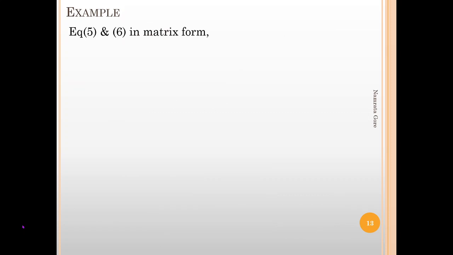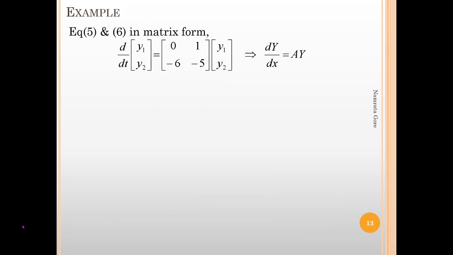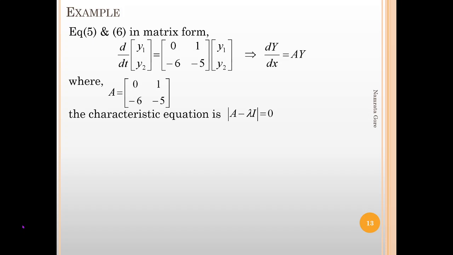Arranging these two equations 5 and 6 in matrix form, we get matrix A as 0 1 minus 6 5. The characteristic equation will be determinant of A minus lambda I equal to 0. Solving it, we get lambda equal to minus 2, minus 3.